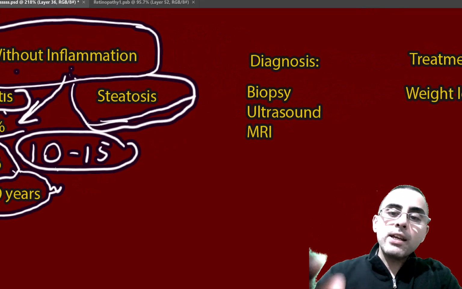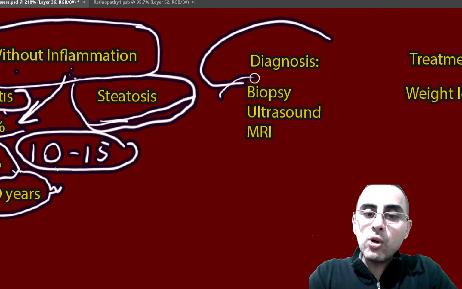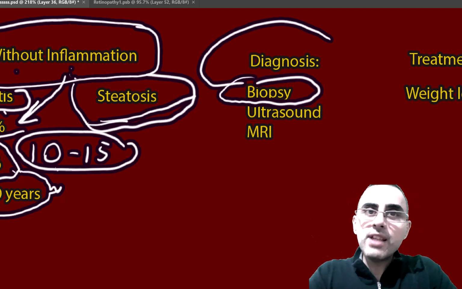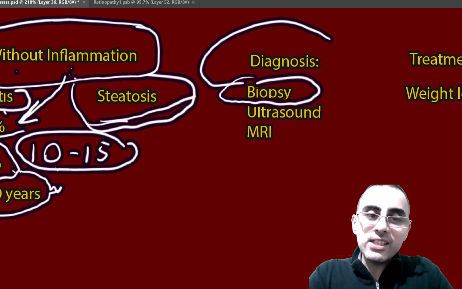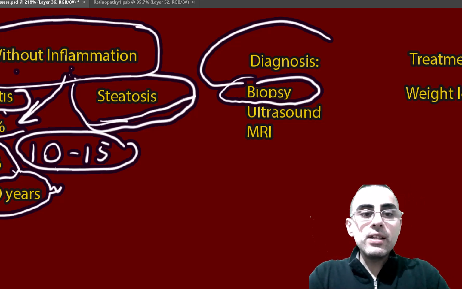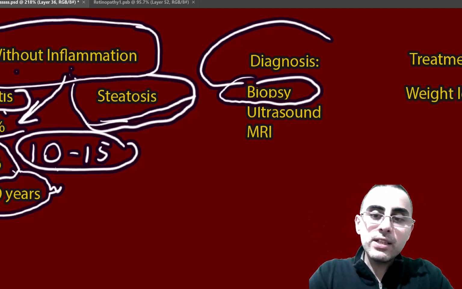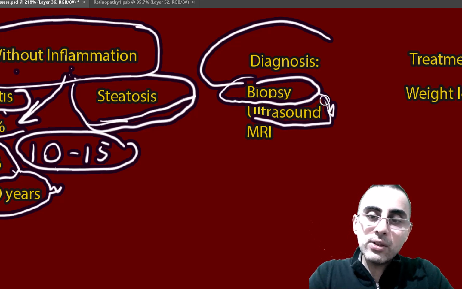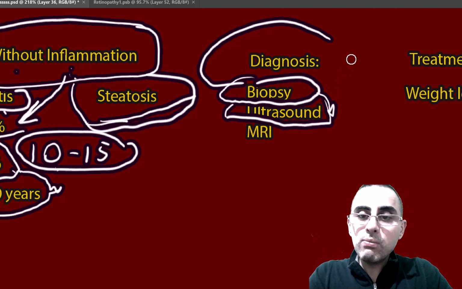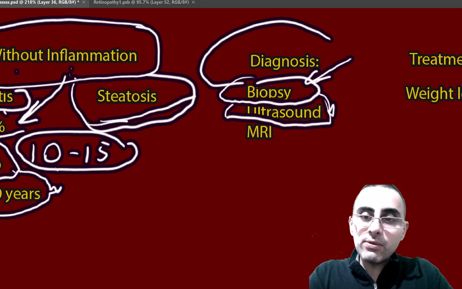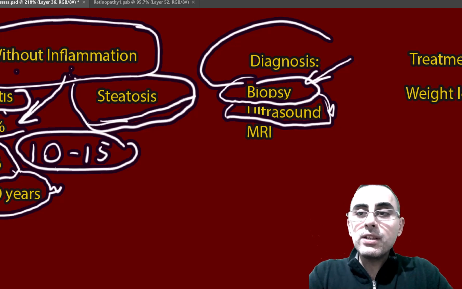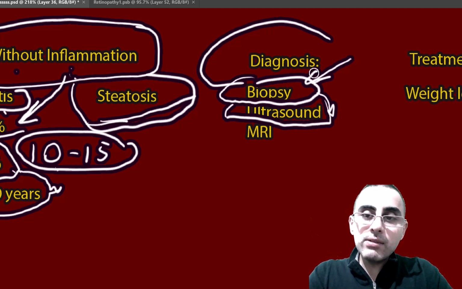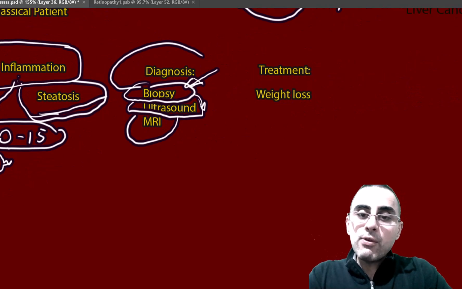And how do we diagnose fatty liver? Biopsy is the gold standard of diagnosis. We take a sample from the liver and examine the tissue under the microscope, and we can see this fat deposition. Ultrasound is also an important diagnostic method, and in many cases we don't do a biopsy. Even though it is the gold standard, it is invasive, and we don't need it in many cases, because ultrasound and MRI are very informative methods.